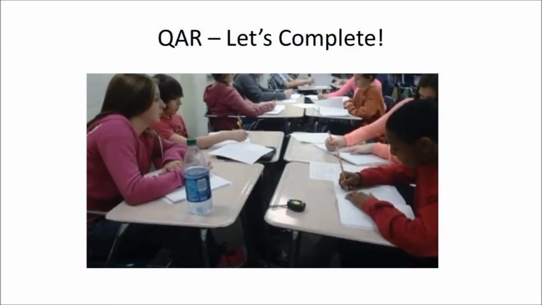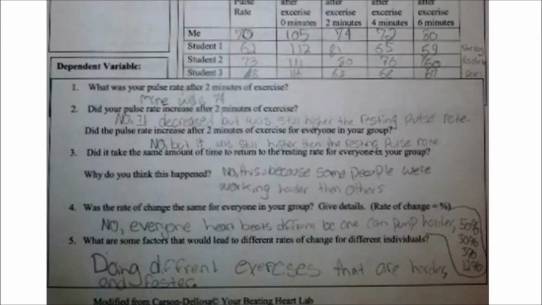So when they came back to me, they had collected data. They had answered these questions 1 through 3. And then when they came back to me the very next day, we were ready to answer questions 4 and 5. And if you remember, the QAR is that progressive step, the progressive questioning.